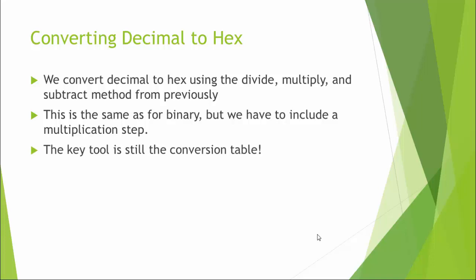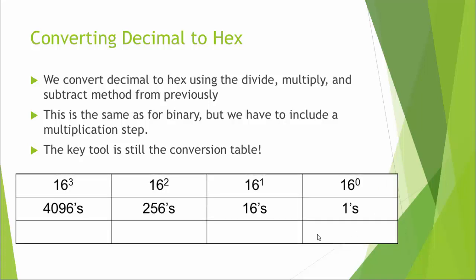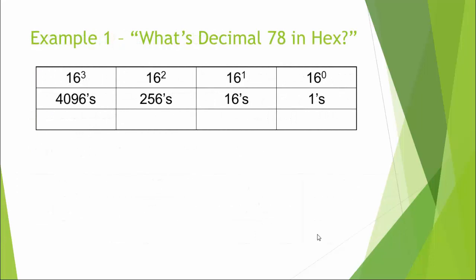So, the conversion table is still our best friend. So hopefully you've got that in ink and ready to go when you look at this. Here's our conversion table. And what we need to do now, once we have a problem in hand, for example, what's decimal 78 in hexadecimal, is we have to actually do a process of division. Now, for starters, we should be able to recognize that 78 is smaller than 4096, so we don't need any of those. Smaller than 256, we don't need any of those. But it's bigger than 16.